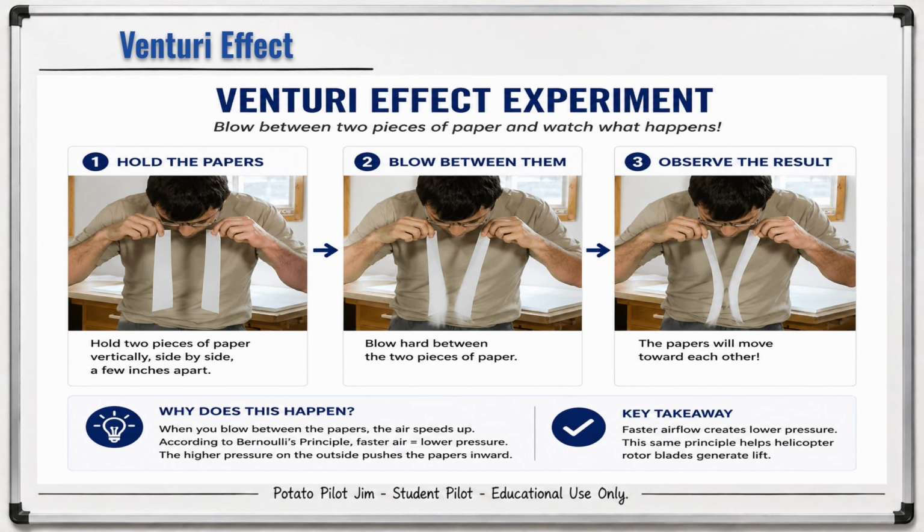The relatively higher pressure on the outside then pushes the papers inward towards each other. It's a simple demonstration, but it's a great way to visualize the relationship between airflow, velocity, and pressure. While the Venturi effect itself isn't the primary reason a helicopter blade generates lift, it helps us understand one of the key aerodynamic relationships involved in lift generation. Faster airflow generally means lower pressure.